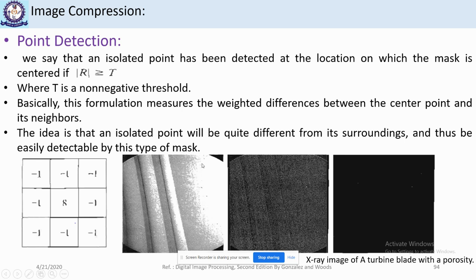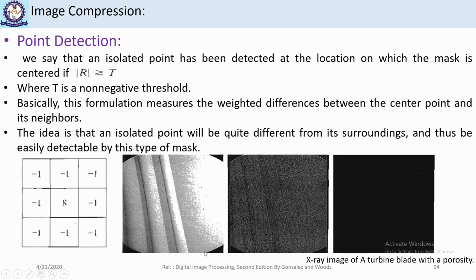Similarly, we can have other isolated points in the same image. So if a point is there that has abrupt changes only at a particular pixel, then that can be detected by using this mask. So how it performs: suppose this is an X-ray image of a turbine blade with porosity.